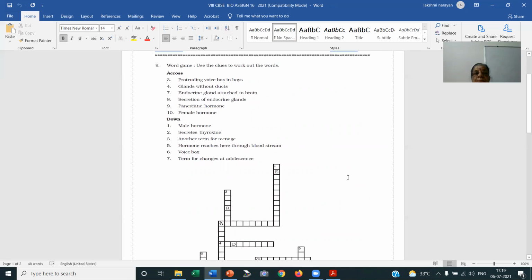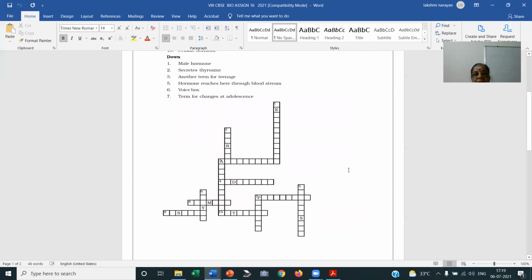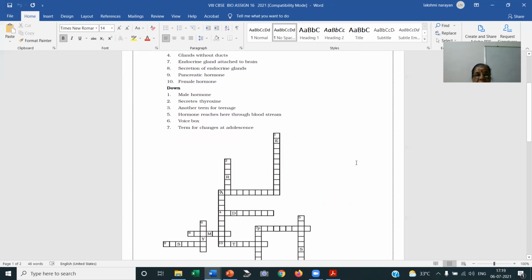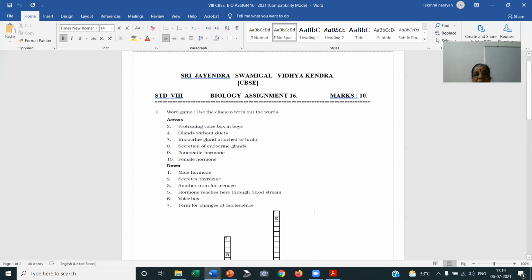Then the secretion of an endocrine gland is called hormone. Number 9, pancreatic hormone, it is insulin. I-N-S-U-L-I-N. Okay. Pancreatic hormone, insulin. I hope you are listening. Then female hormone, estrogen.